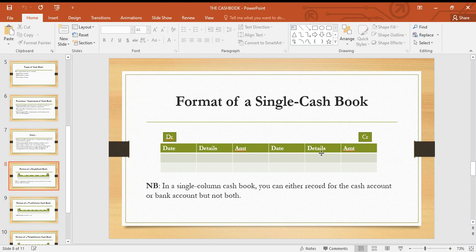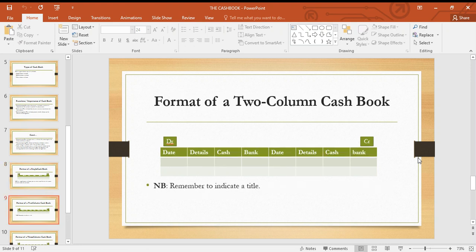So for the second column, that's the details side, you can name it particulars. So you can either put particulars or details. And in a single column cash book, you can either record for the cash account or bank account, not both.